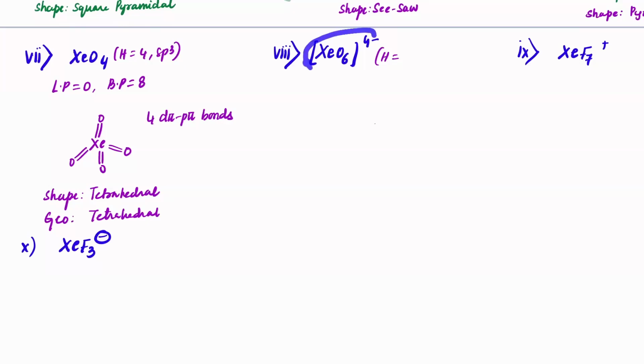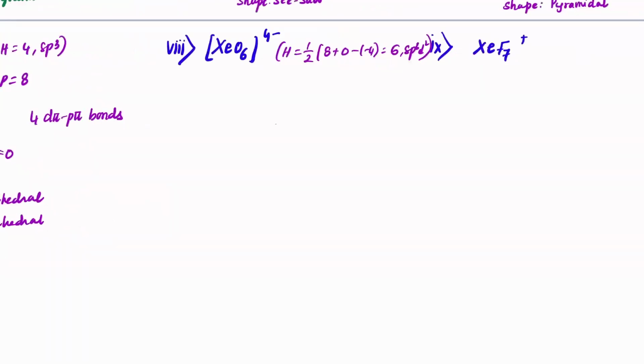Check out XeO6 4−. Half into, we have 8 plus 0 minus of minus 4, so that makes it 6. So 6 means sp3d2, correct? Based on this idea, there are 6 connections and 6 oxygens, so the number of lone pairs has to be 0. There are no lone pairs here, all 6 are connections, correct?